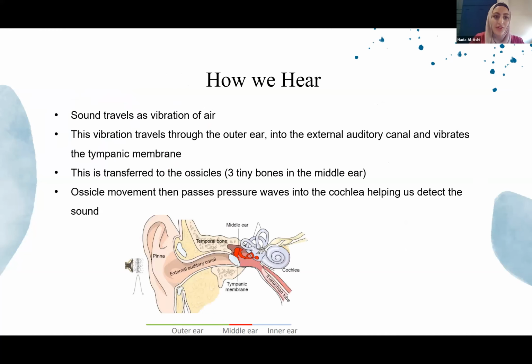Now, how do we hear? Sound travels as vibrations of air, and this vibration travels through the outer ear, through the ear canal, and vibrates the tympanic membrane, or the eardrum. Behind the eardrum sit, like you can see in this little photo, those three little red bones, called the ossicles. They vibrate and pass pressure waves on. The ossicles sit in the middle ear, and they pass the sound over to the inner ear, or the cochlea.